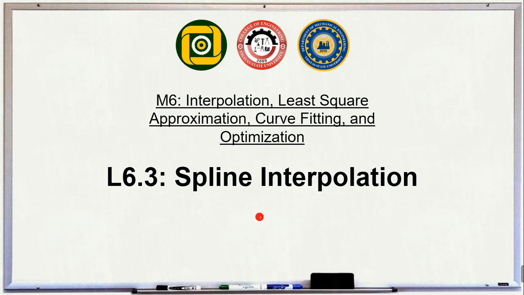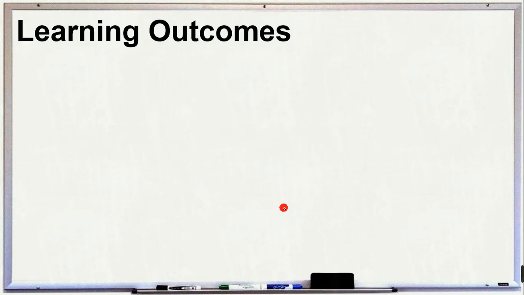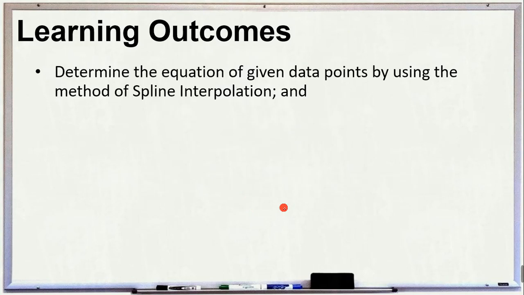Okay, so we are now on lesson 3 about spline interpolation. By the end of this lesson, you will be able to determine the equation of given data points by using the method of spline interpolation. If you watch the video previously, it talks about the two methods. First is the linear interpolation, and the second is quadratic interpolation. We also have cubic, but out of scope na. Base naman po ni sa gihatag sa core syllabus. And now, let's proceed to the spline interpolation.